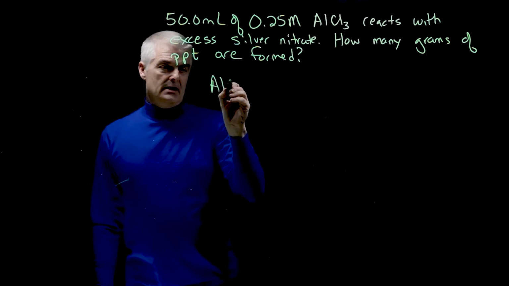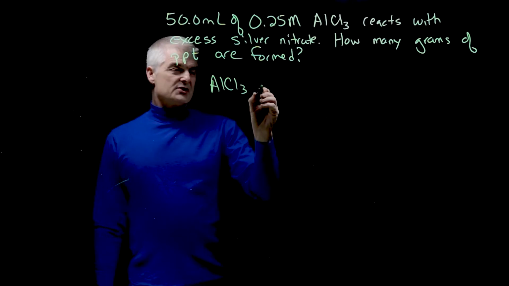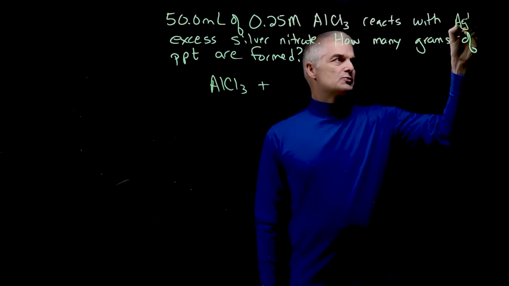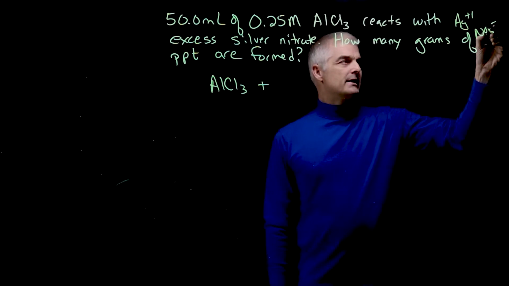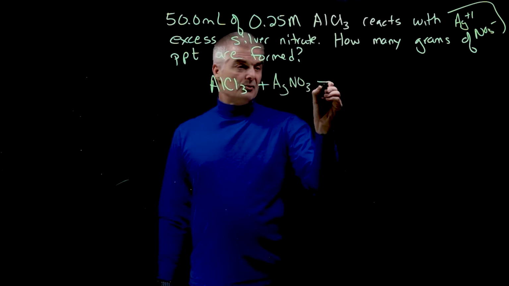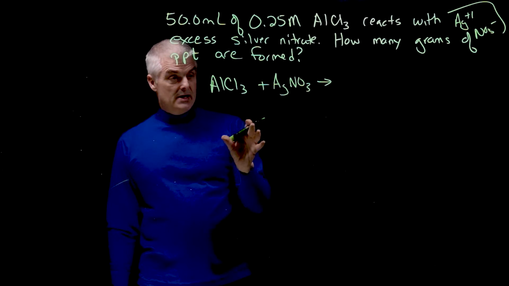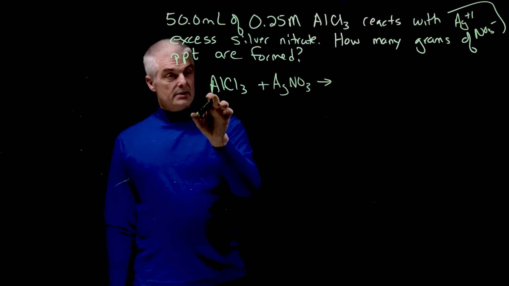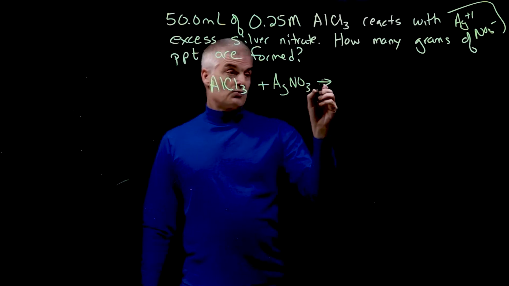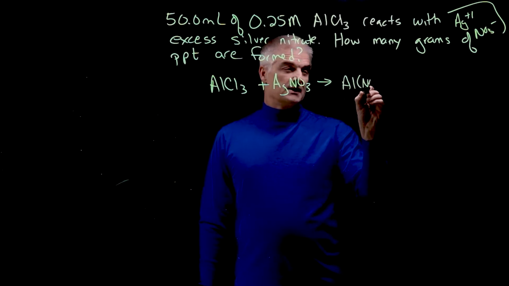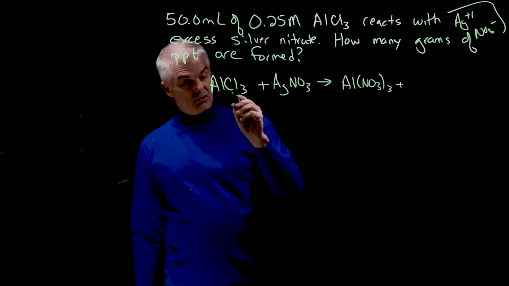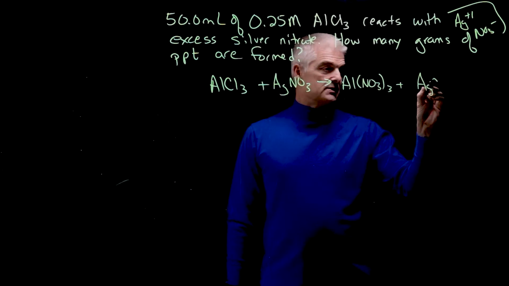So AlCl3 reacts with silver nitrate. Silver is Ag, charge is +1, nitrate is NO3 -1, so that's simply AgNO3. This is a double replacement or double displacement reaction, and they're going to trade partners. Now aluminum, if you recall, has a charge of +3, and nitrate is -1, so this will be Al(NO3)3 plus Ag is +1, chloride is -1, is AgCl.